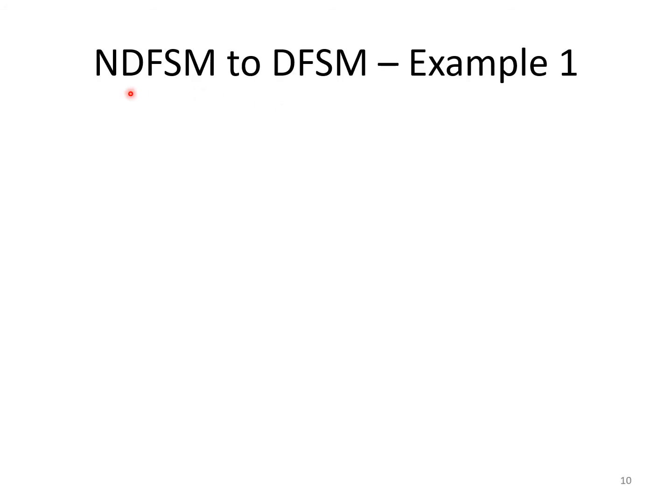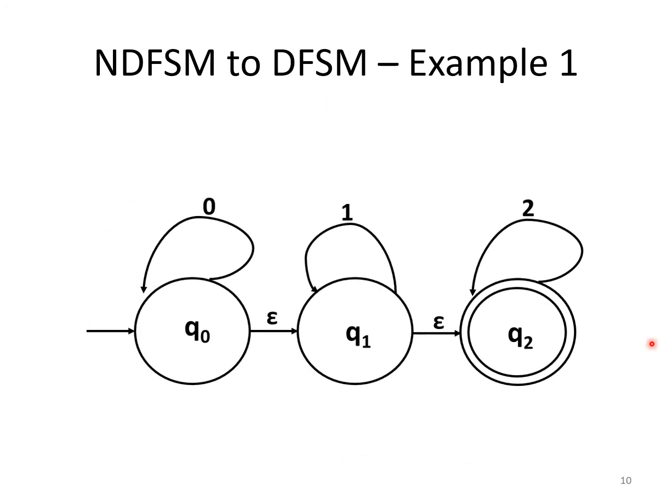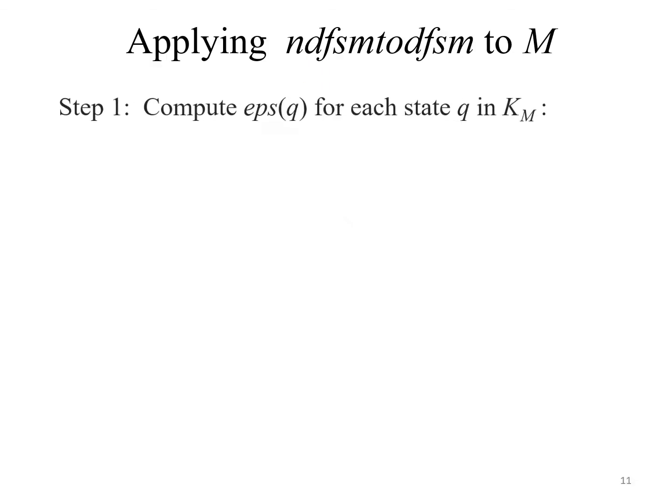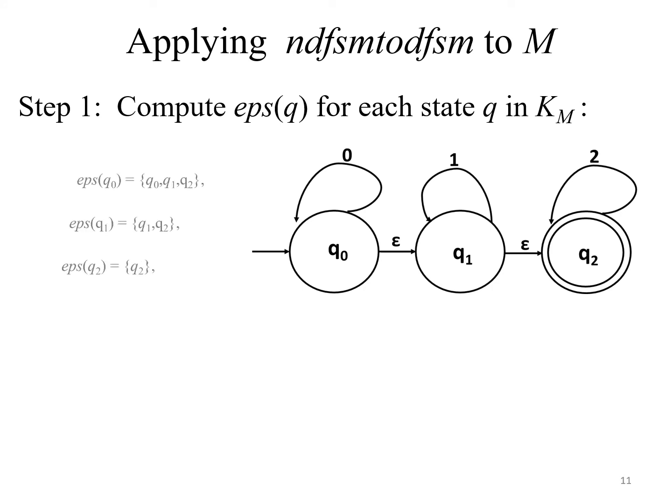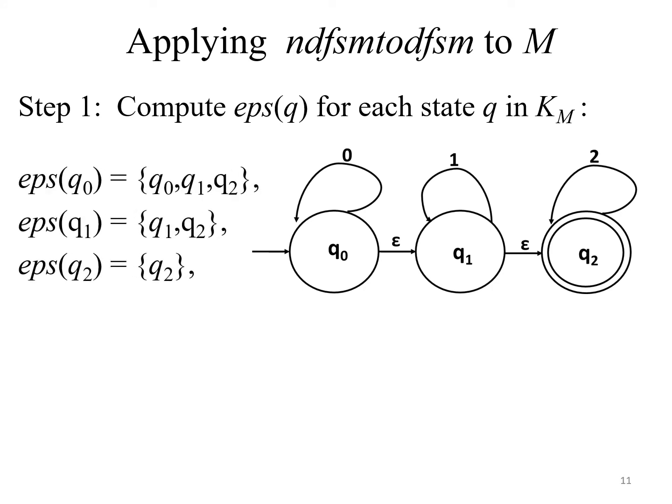Let us apply this NDFSM to DFSM algorithm on a given NDFSM to obtain its equivalent DFSM. First step is to compute the EPS for each state in the machine. Given this NDFSM, just now we have obtained EPS for all the three states. EPS of Q0 is Q0, Q1, Q2. EPS of Q1 is Q1, Q2, and EPS of Q2 is Q2.